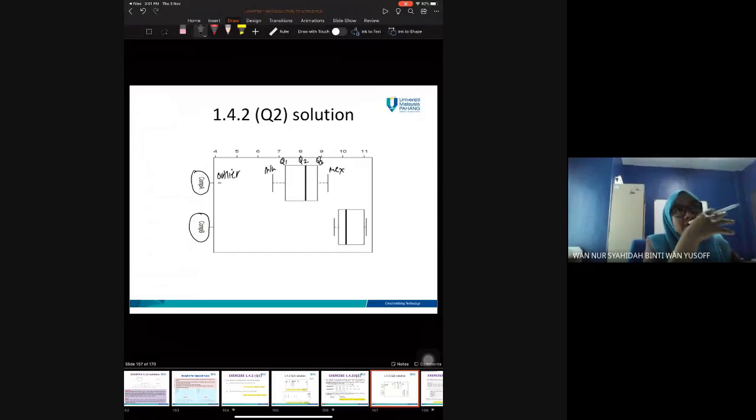And when we have more than one box plot on the same axis, you cannot draw your box plots parallel to each other. You have to draw them at different levels, like this one: first box plot and second box plot. It cannot be parallel to each other. If they are parallel to each other, it is like we mix up the data.